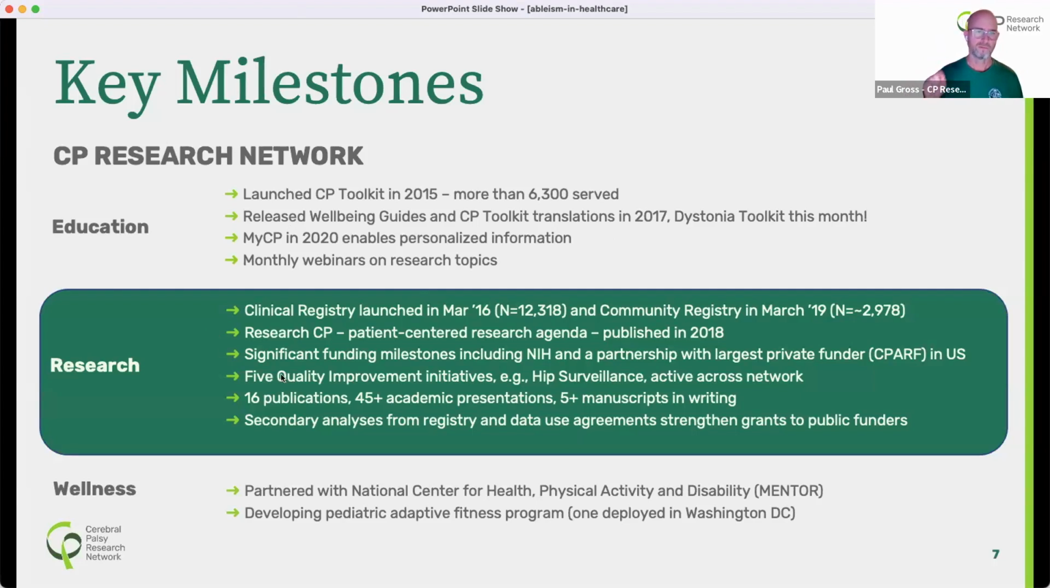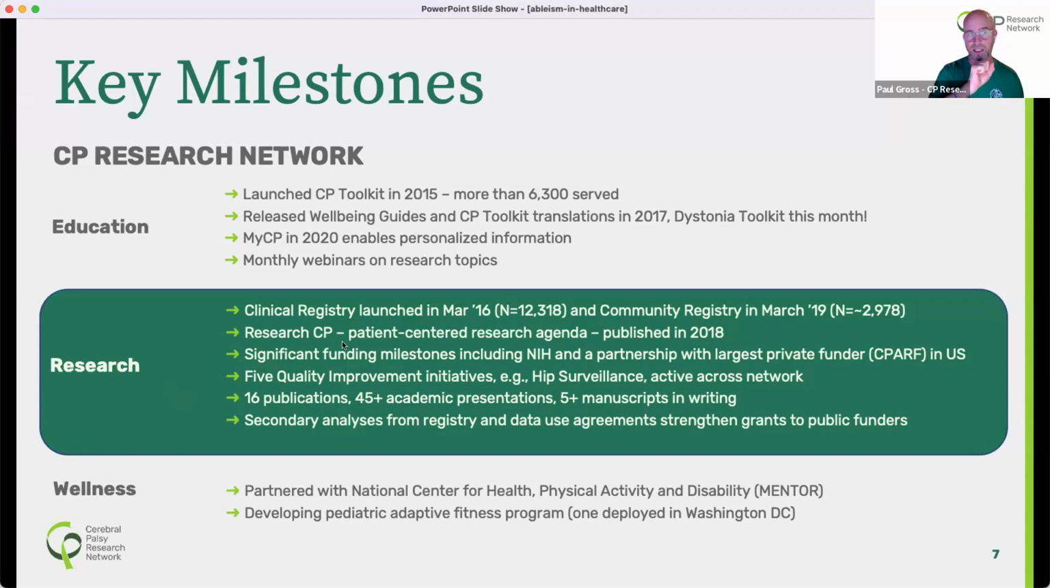On the research front, as I said, we were really trying to address many of the things that were talked about in that meeting. We actually launched a clinical registry, i.e. a registry that collects information from people as they come into a clinic visit or a hospital visit, which is now over 12,000 patients. It was launched in March of 2016. And we launched a community registry in March of 2019, which is intended to gather additional information from people's lived experience outside of a hospital setting. And that's got just around 3,000 people in it.